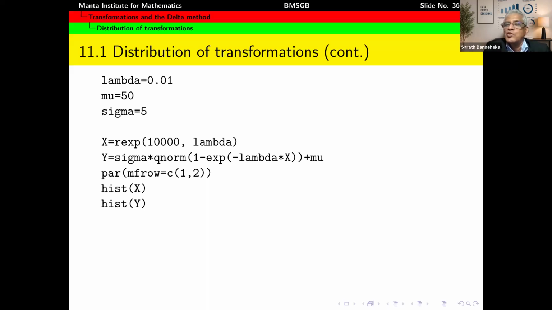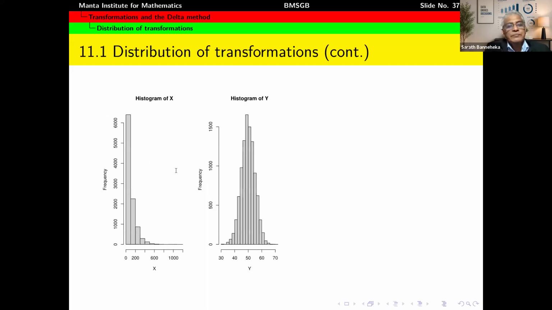Of course, the first one should look like an exponential distribution. The second one should look like the normal distribution with mean 50 and standard deviation 5. So I first divide the graph window into one row and two columns, and then draw the histogram of X and the histogram of Y side by side. So this is what I get. You can see that this actually looks like an exponential distribution when you smooth it, a density function. This is a normal distribution again, approximately with mean 50.